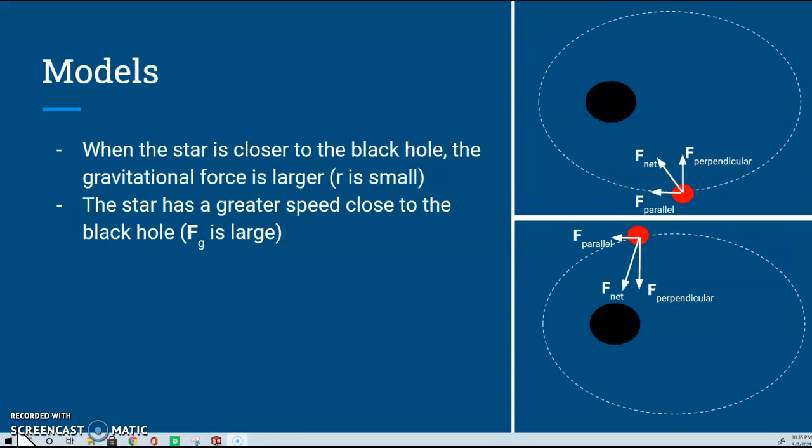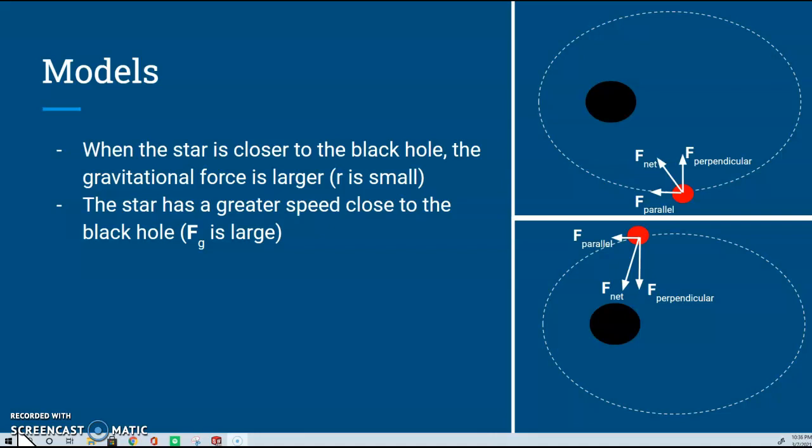These models I have created are very helpful for understanding Newton's second law in relation to this experiment. As shown in the models to the right, the net force always points towards the black hole, while the perpendicular force always points towards the inside of the path and is perpendicular to the parallel force. This shows that the parallel force changes the speed of the star, while the perpendicular force changes the direction of the star for a curved path.